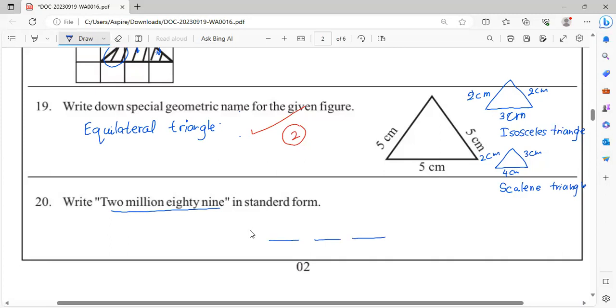Then 2 million. Then 2 is written in the millions place. 89, then nothing in the thousands place. 89 is written in the units zone with the 3 digits like this. Then when you write it in standard form, you have to separate the digits between each place. It is 2,089,000.